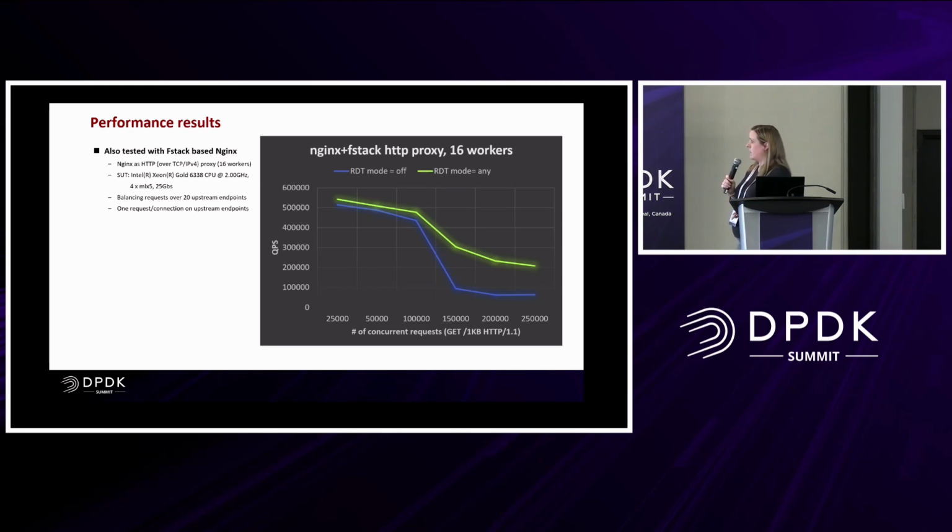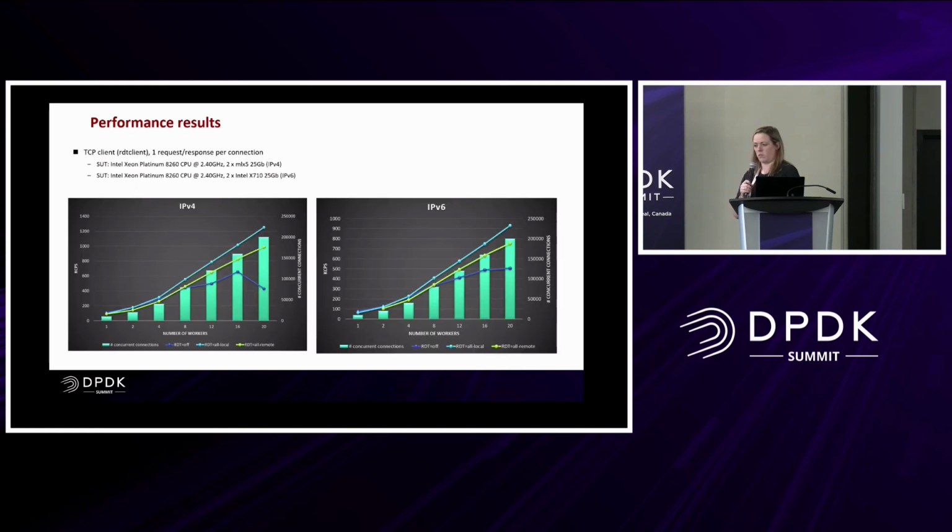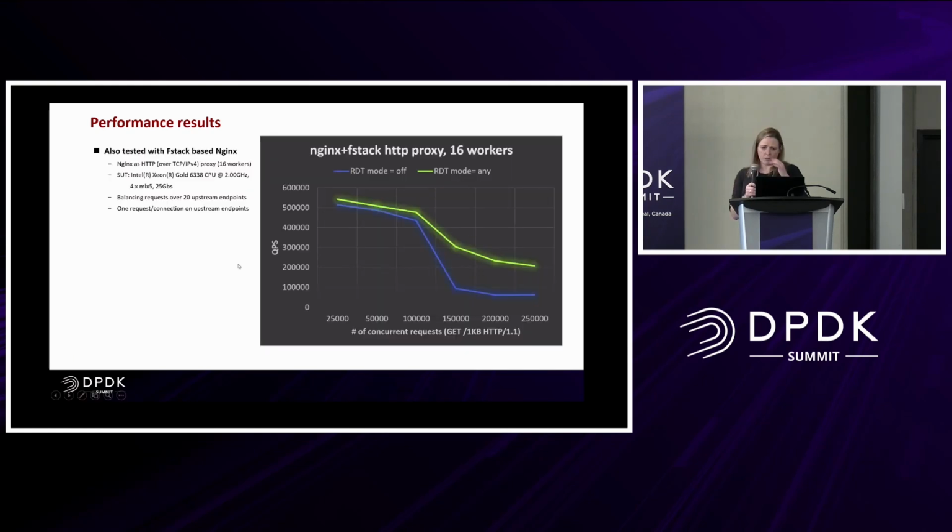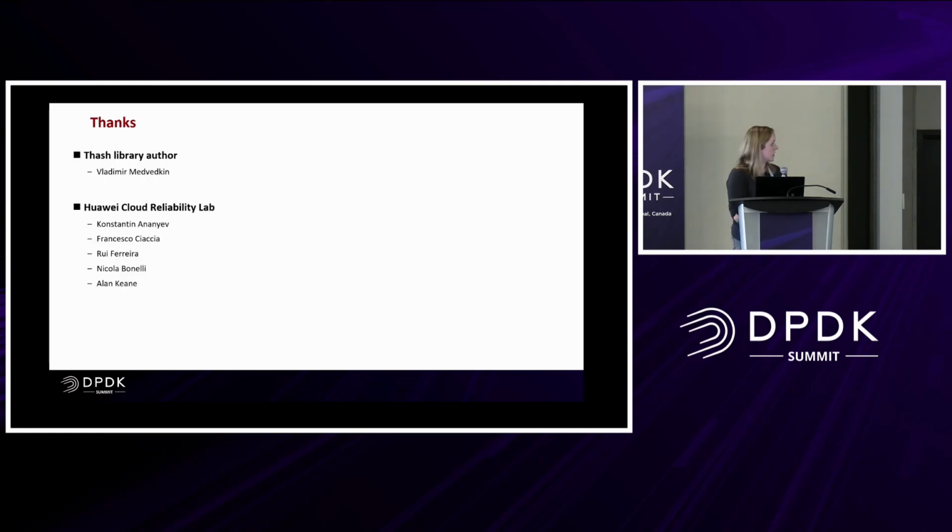Okay, this is with Nginx, so maybe a more real-world example. Just for context, this was done with our own TCP client. All it does is create a connection, send a packet, and then close the connection. Here with Nginx, this is with 16 workers. You can see that as we increase the amount of concurrent requests, we don't see the same kind of fall off with RDT enabled. So that's Nginx, and that's mostly it.